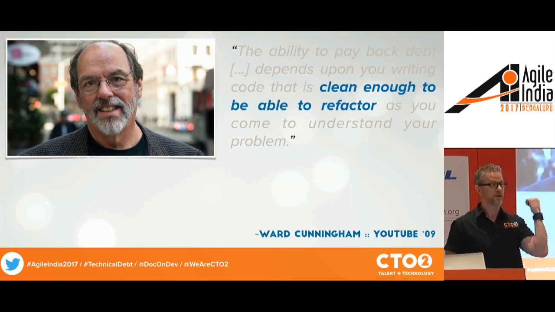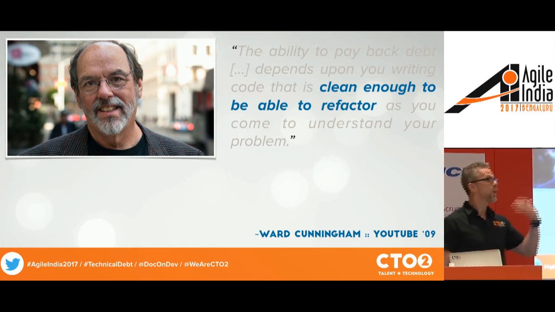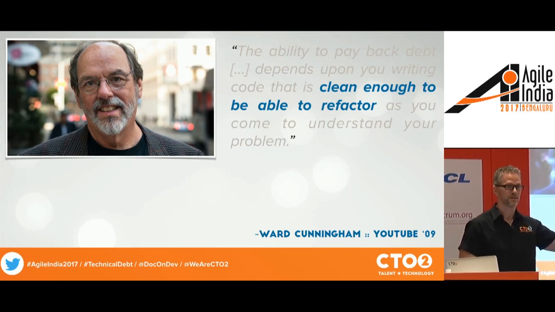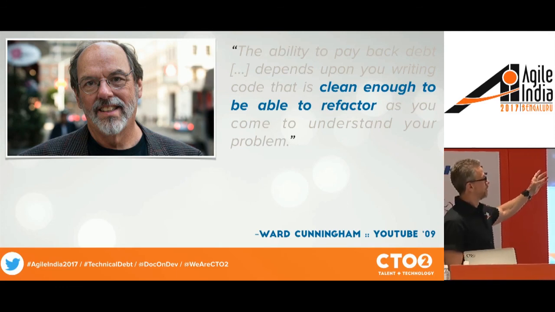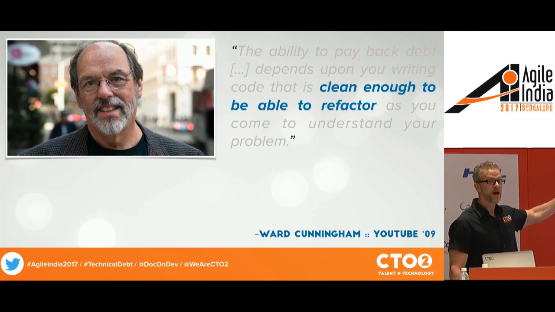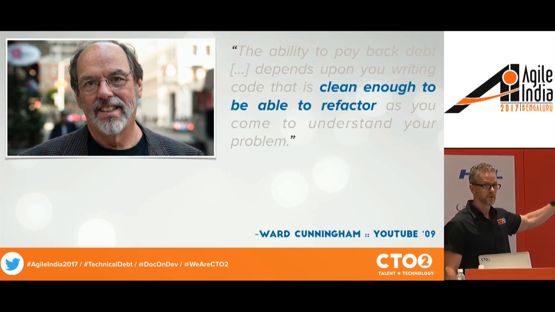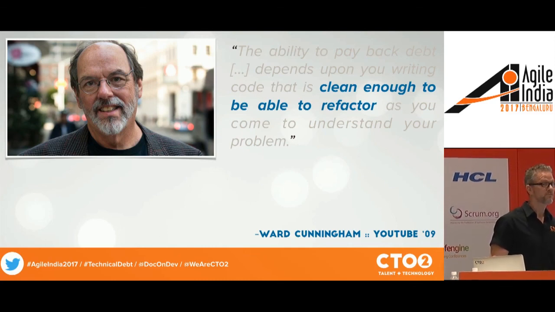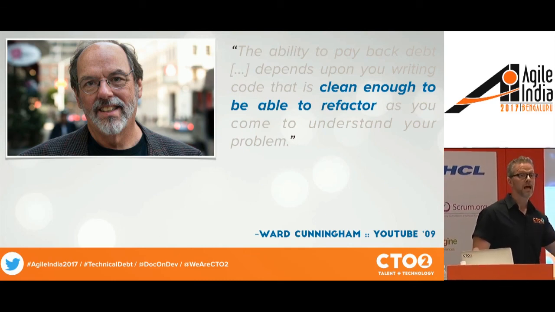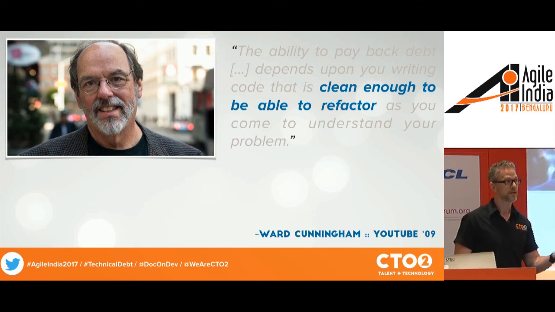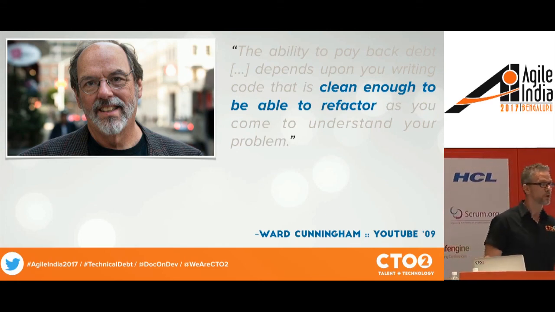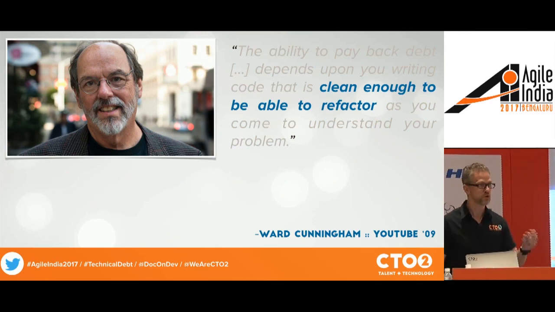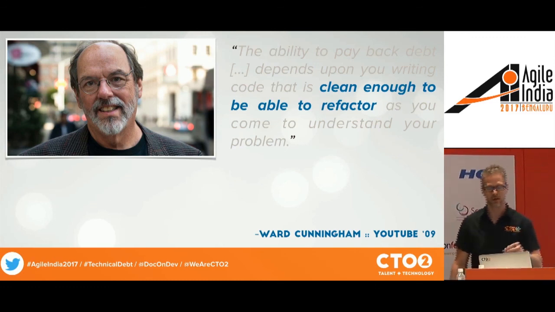If the code's not clean enough, I would have a hard time doing this, right? How would I know that the behavior is still the same? Tests. So in order to have technical debt, you have to have a system that is cleanly written, is refactorable, and by inference, has tests around it, right? This means that clean code is a prerequisite for technical debt. You can't have it without clean code, right?